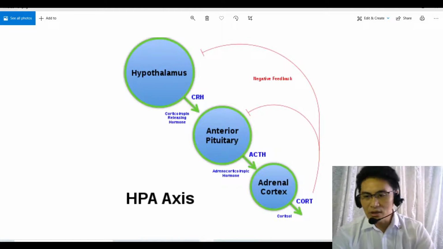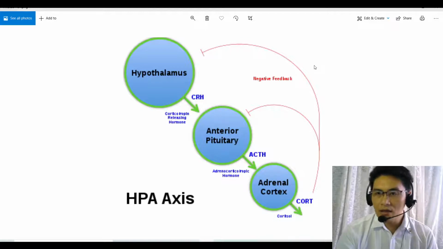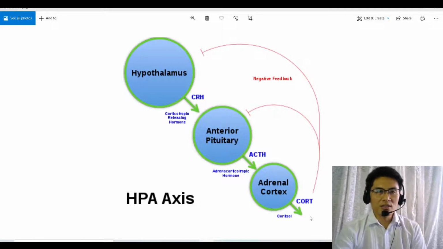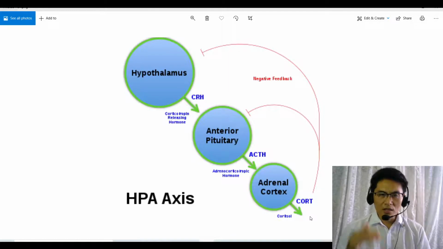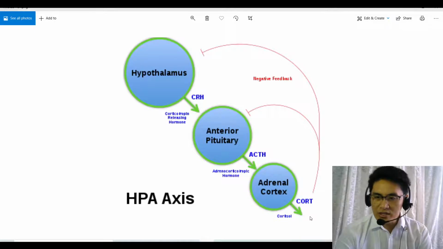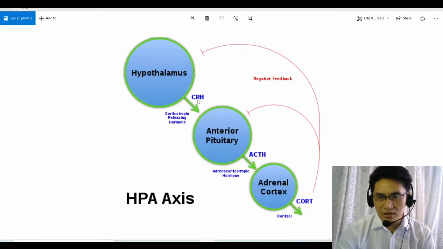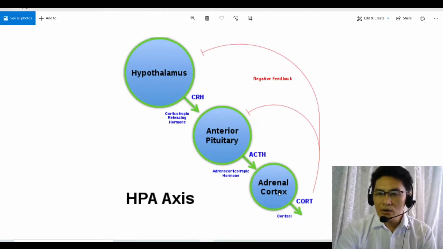In a similar manner, the cortisol level in the body actually provides negative feedback to both the pituitary and the hypothalamus. So if the concentration of cortisol in the body is increased, there is a limit up to which that amount of cortisol actually tells the pituitary and also the hypothalamus to stop producing CRH, to stop producing ACTH, so that the adrenal cortex also would stop producing cortisol.